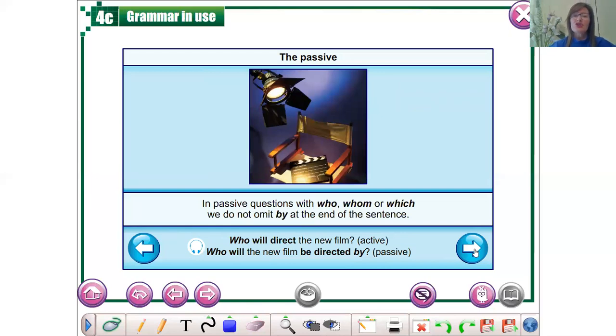In passive questions with who, whom, or which, we do not omit by at the end of the sentence. For example, who will direct the new film? Who will the new film be directed by? This is passive.